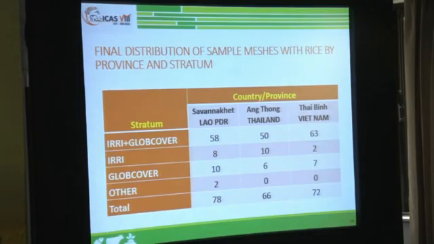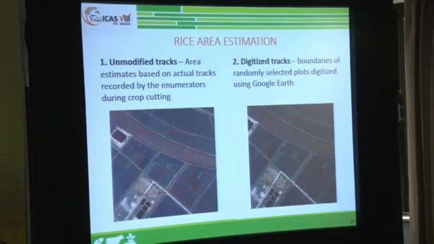Okay. So this is the final distribution of sample meshes with rice by province. In Vietnam, we have a total of 72 meshes out of 120. So these are the areas planted to rice. In Ang Thong, we have 66, and in Savannakhet, we have 78.